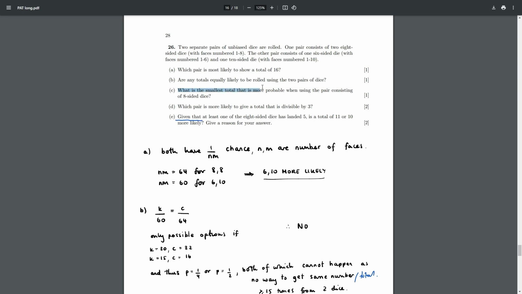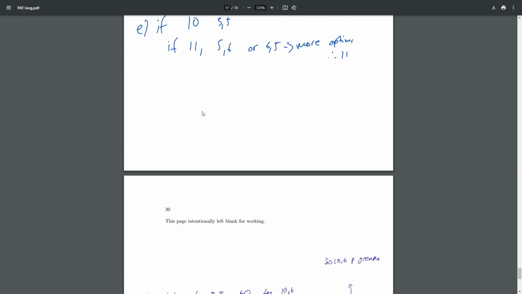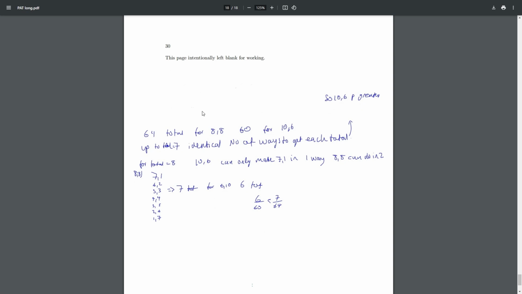And now we're asked for the smallest total that is more probable when using the pair consisting of 8-sided dice. So, first thing is this is done down here because this is a bit longer. The first thing we can note is that up to 7, there's an identical number of ways to get each total, as all the outcomes are the same. So say our total was 5, we can get a 4 and a 1, a 3 and a 2, a 2 and a 3, and all of these, the 8, 8 and the 10, 6 are going to be able to do that in the exact same amount of ways. And as 60 is smaller than 64, that means the probability for the 10, 6 die is going to be greater, up to 7.